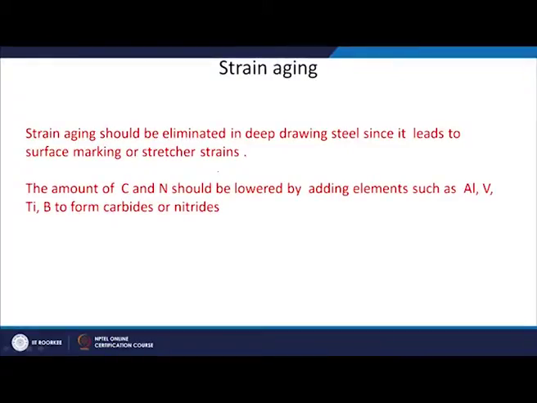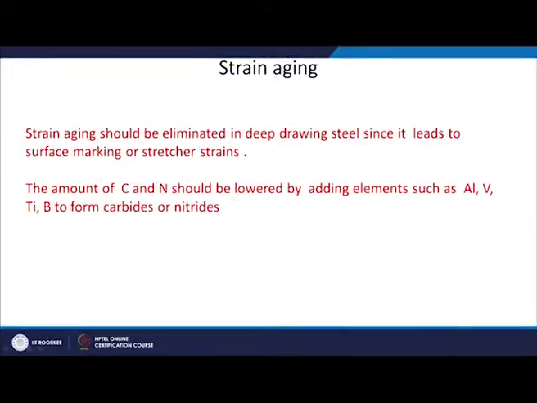Carbon and nitrogen will form either aluminum nitride, for example, with nitrogen, or titanium carbide with titanium and so on. So, they will form carbides and nitrides, and they will not be in a free condition, not in interstitial positions. And this has to be removed because, for example, in deep drawing steel, if you want to make a car body, all these marks will be seen on the surface of the sheet.